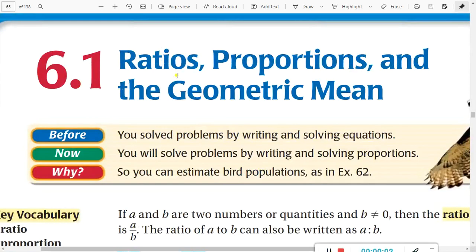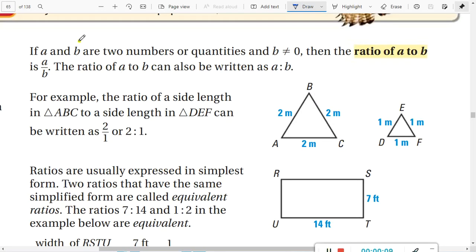Chapter 6.1, Ratios, Proportions, and the Geometric Mean. If A and B are two numbers or quantities and B is not equal to 0, then the ratio of A to B is A over B. Okay, and the ratio can also be written like so. So the fraction here is the equivalent of this right here.